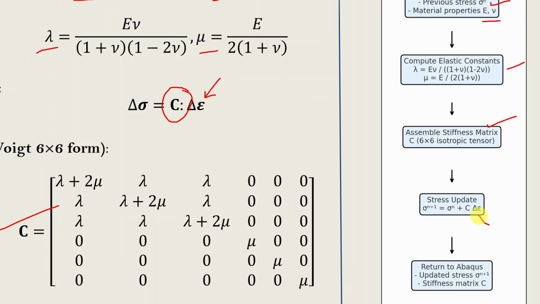So this is the strain increment. We will multiply that with stiffness. That will give us stress increment. So we have to add previous stress to that, and then we will get updated stress vector. Now we have everything Abaqus needs. So we will return updated stress and stiffness matrix.